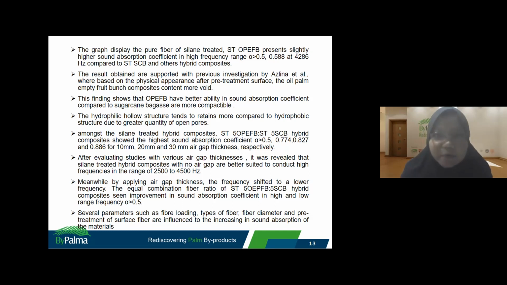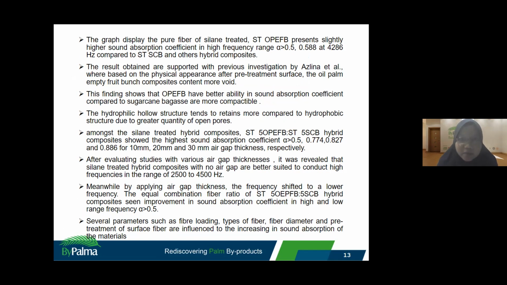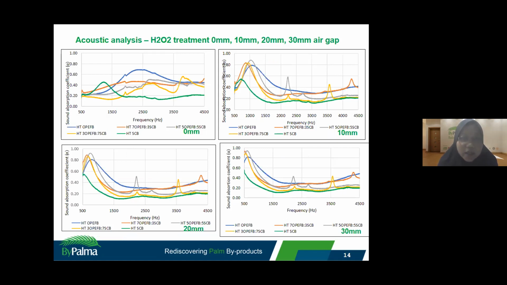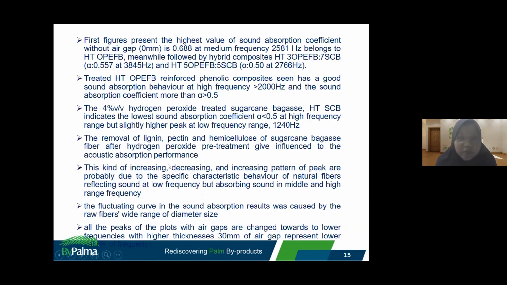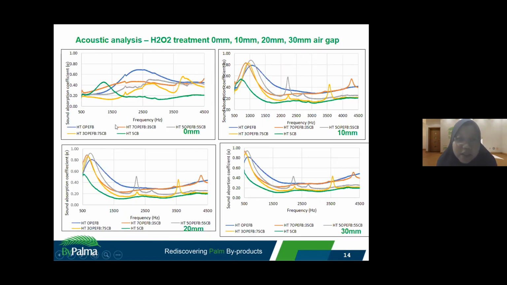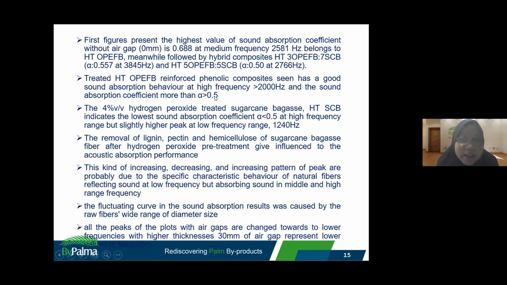So this is the next. Okay, the next is about the hydrogen peroxide. The same trend applies: when we apply the air gap, the peak is shifted to the right.